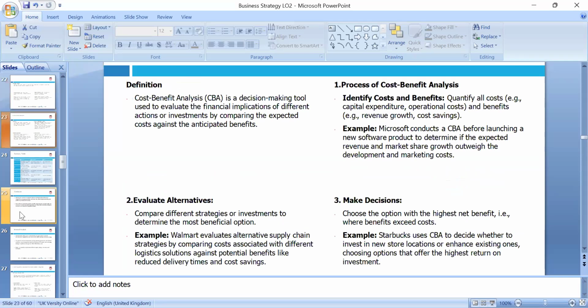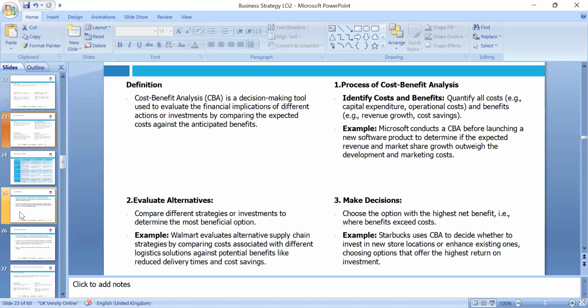Okay, so we can look at cost-benefit analysis, which is very important. You look at each activity and each strategy, its own cost and benefit. If you do this, what benefit? Evaluate different alternatives or options, like Walmart evaluating alternative supply chain strategies, comparing the costs associated with different logistics solutions or buying from different locations. Identify the cost and benefit.